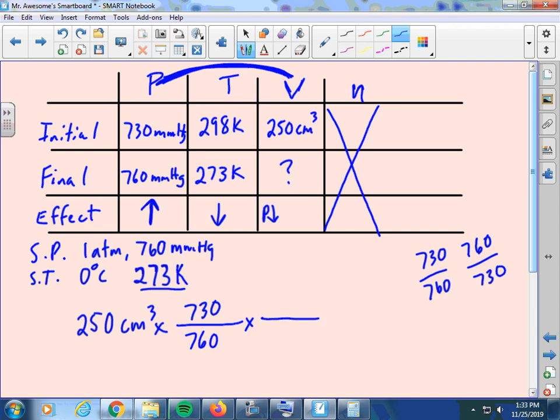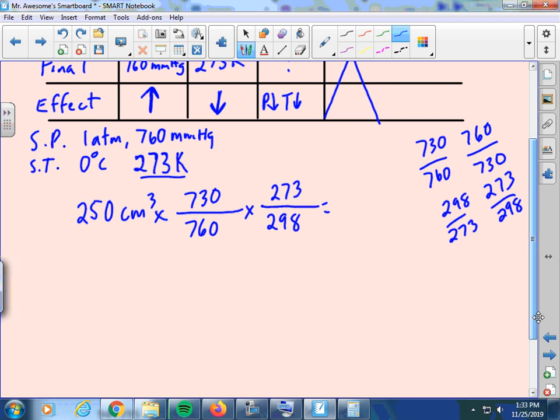Now let's look at temperature. I can have 298 over 273, or I can have 273 over 298. Which one do I want to use? Okay, you think 273 on top? So the temperature is going down. If the temperature is going down, how is temperature related to volume? Directly. So if the temperature goes down, it should make the volume go down as well. So you're right. I want to put 273 on top, smaller number on top. And that's the equation right there, guys.